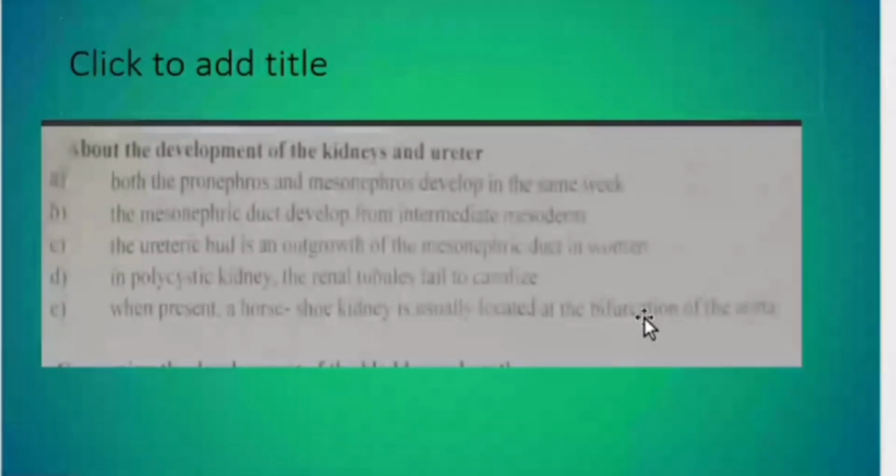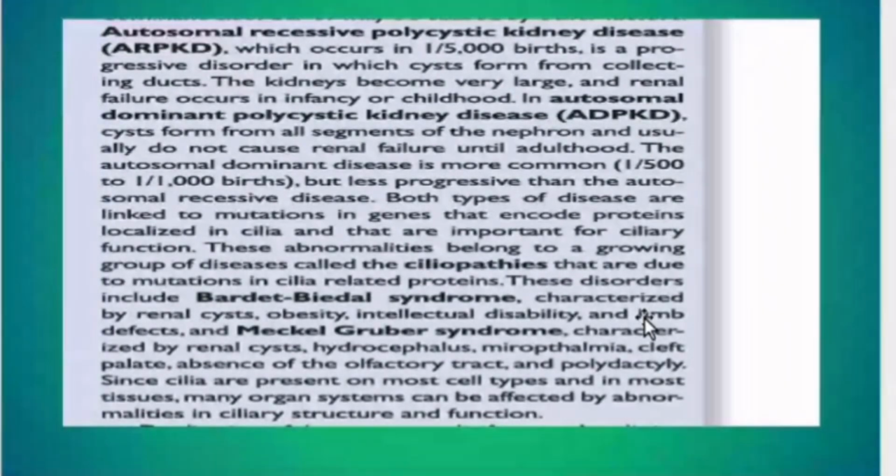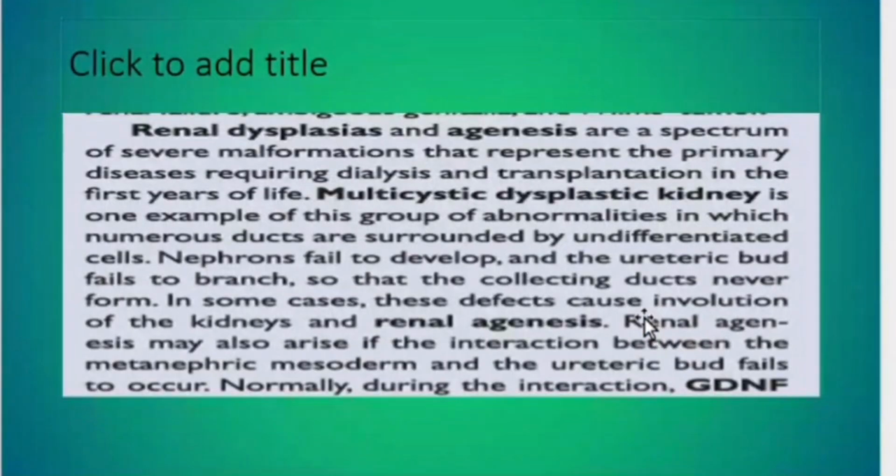Okay, so before we answer this one, there is something I'd like to show you guys. These are pages I took directly from Langman, so that we see exactly what Langman says. Langman tells you that you've got multicystic kidney and then you've got polycystic kidney diseases, right? In multicystic kidney disease, the nephrons fail to form, the ureteric bud fails to form, and this can lead to renal agenesis. So this is multicystic kidney disease, number one.